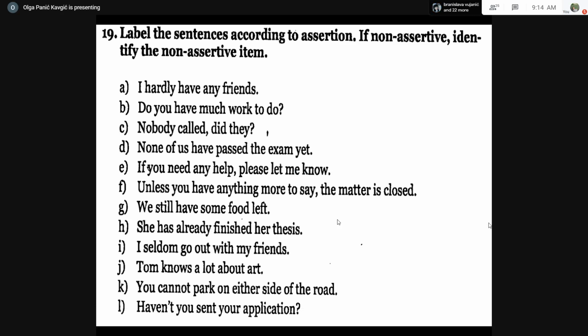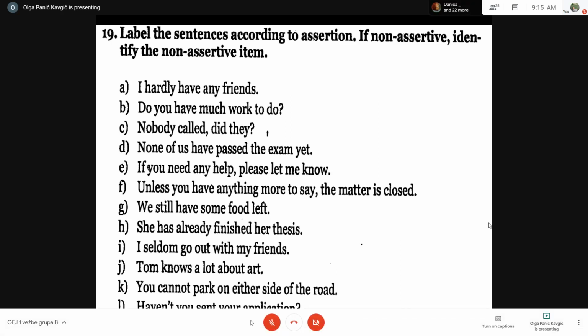Non-assertive. Good. There are two non-assertive items. Which ones? Nobody and did. Very good. So nobody as a marker of negative orientation, and did as an indicator of tag question here.